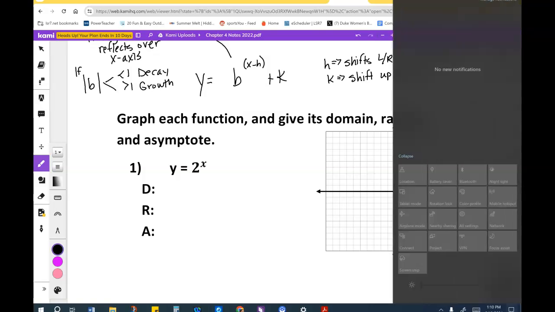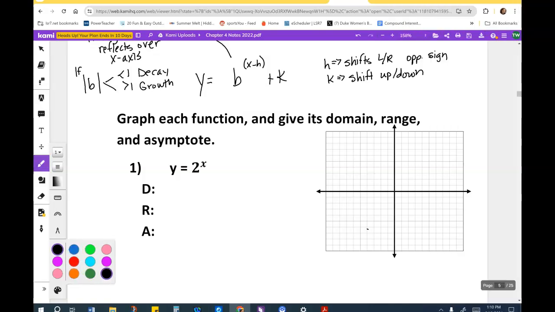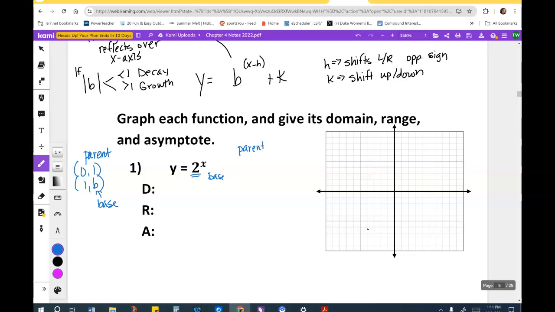Okay, when we start to graph it, our parent function ordered pairs that we're going to graph are always going to be 0, 1, and then 1 comma b, and b is your base. So for this one, my base is 2. So my parent ordered pairs are going to be 0, 1, and 1 comma 2. Okay, and this isn't being shifted at all. This is the parent function that we're graphing. And so I'm going to graph 0, 1, and 1, 2.